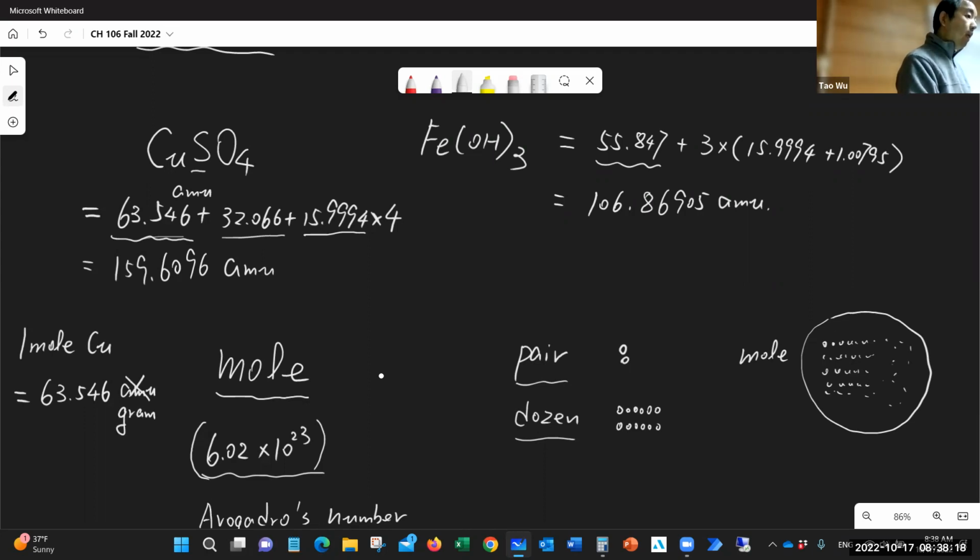Okay, so this number is something people defined. They figured it out. You don't have to understand why people use 6.02 times 10 to the 23rd, but you can just use this number, because if we have 1 mole of copper, we're going to have 63.546 grams.